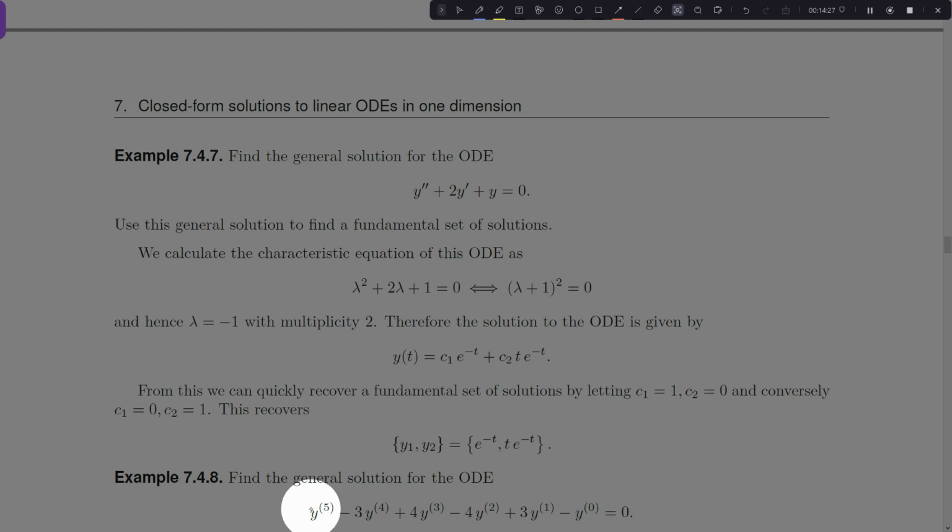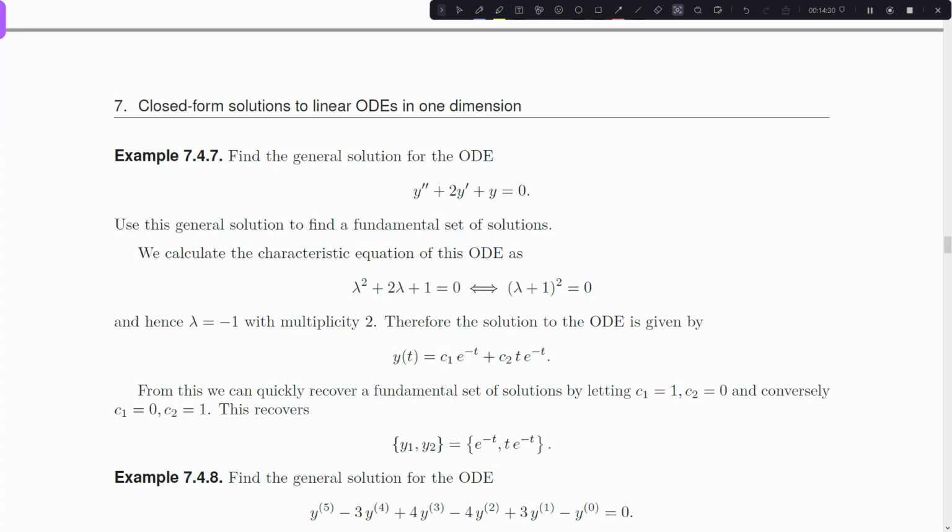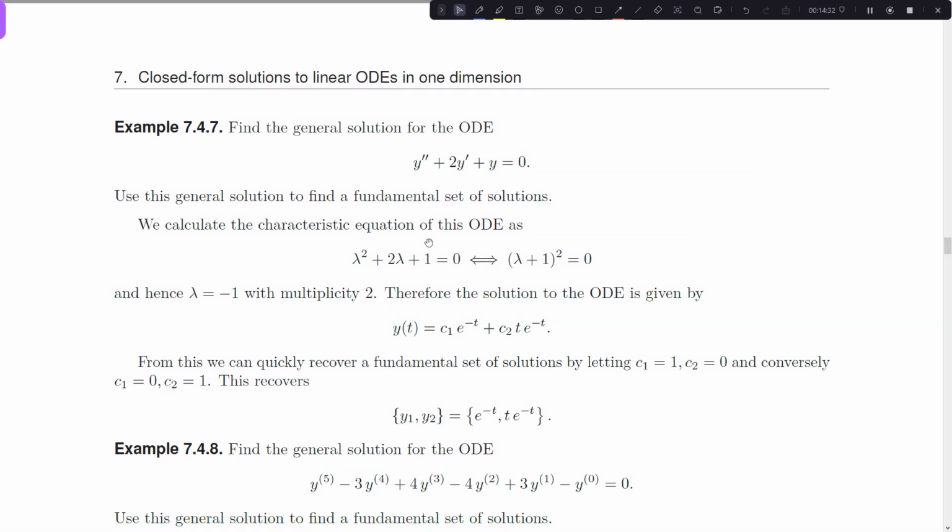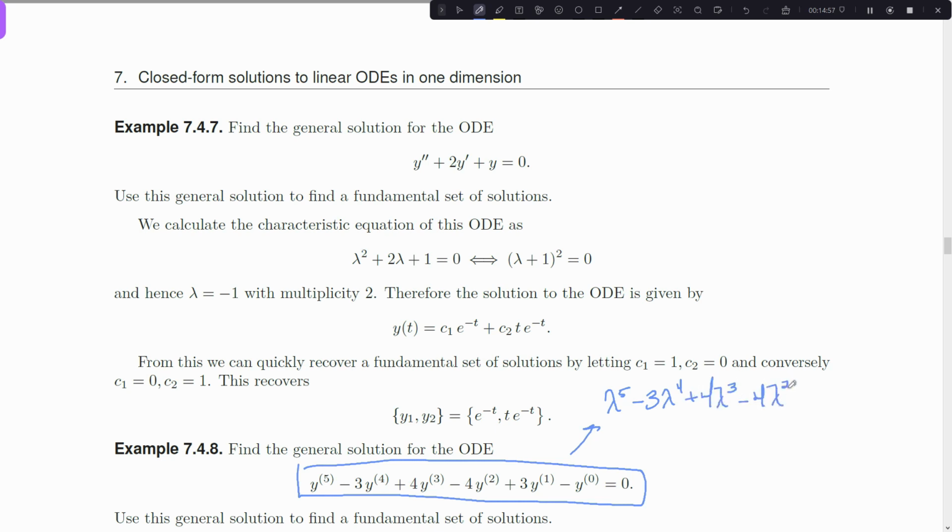And we can work with some higher order problems. So working with a higher order problem, constructing the characteristic polynomial is no more difficult, but maybe solving it is, right? So characteristic polynomial, I'm still just taking every y with a derivative on it, I'm replacing with lambda to that derivative. So this is lambda to the fifth minus 3 lambda to the fourth plus 4 lambda cubed minus 4 lambda squared plus 3 lambda minus 1 equals 0. And that is my characteristic equation.